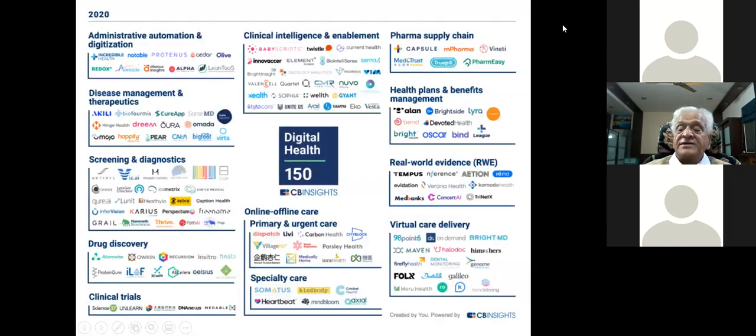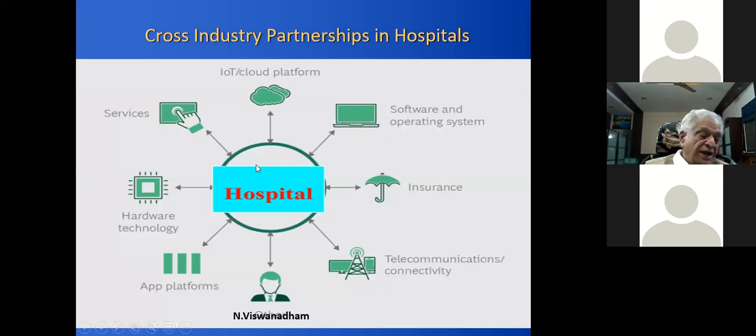If you look at the slide, there are a lot of startups in digital health. Now, if you're talking of a business, if you have a hospital, what does the hospital consist of? A hospital has a big building, doctors, staff, and all that. Why do you say this is a good hospital? Well, it has good doctors, very good rooms and all that. But now it is different.